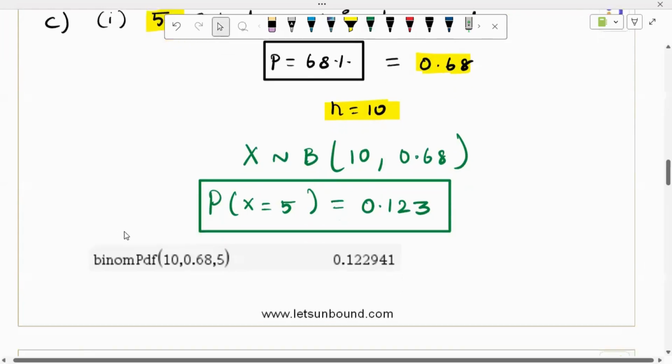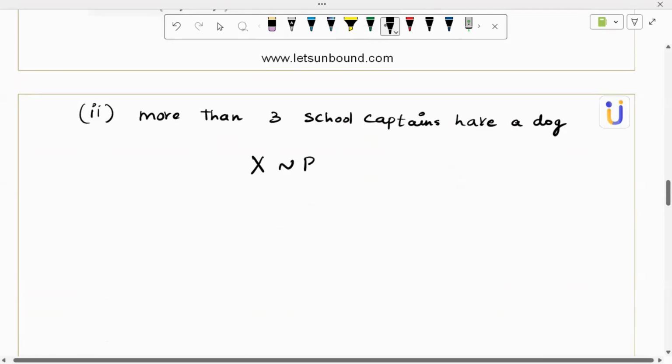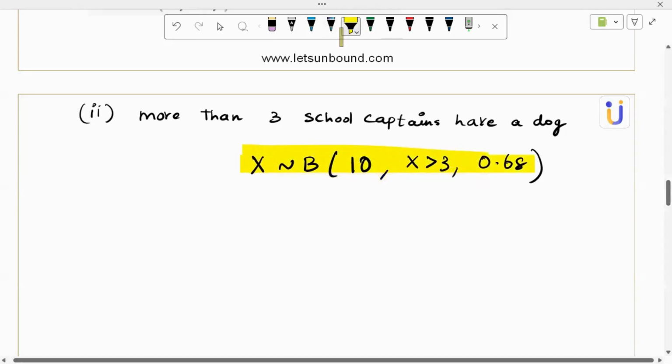Right. So now next, in the same binomial distribution, for the same description, we are solving for more than 3 school captains having a dog. Again, it's binomially distributed, with 10 trials, like 10 years, and more than 3. So your X is greater than 3. Then having a dog only we are solving. So the probability of success is the same, 0.68. Now again to the calculator page, we can go and solve this part.